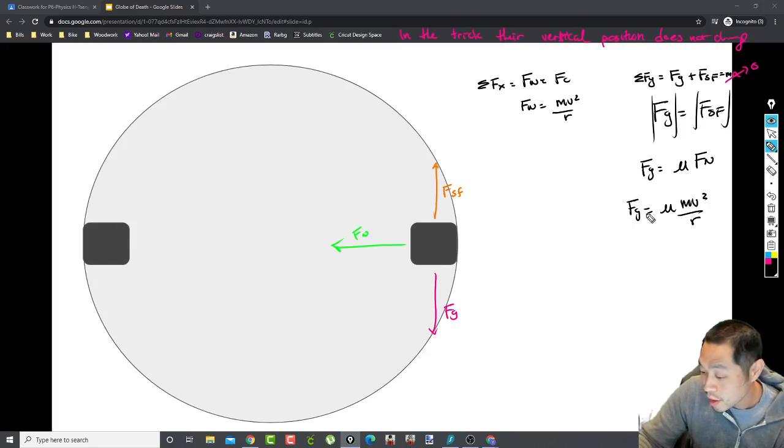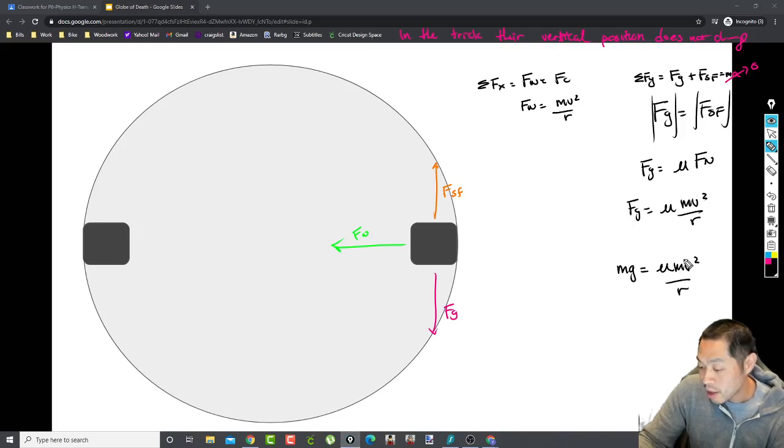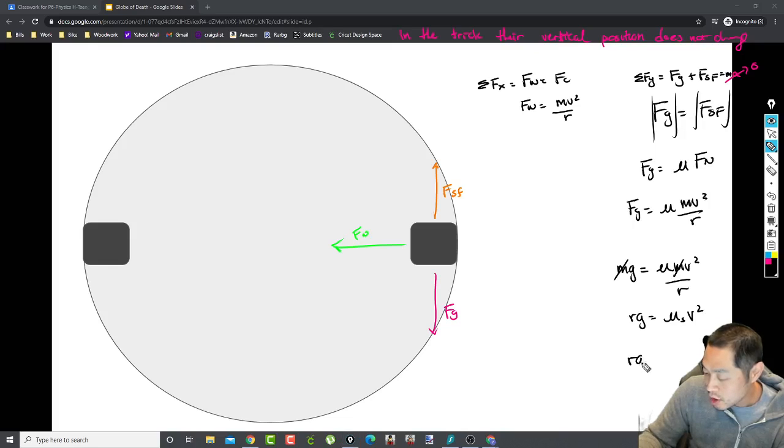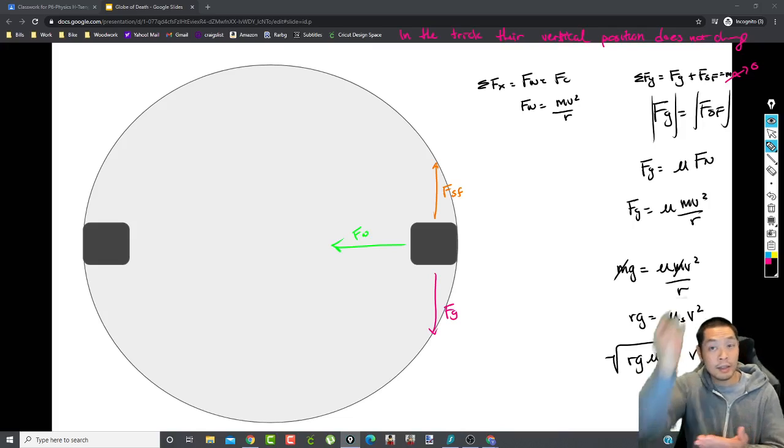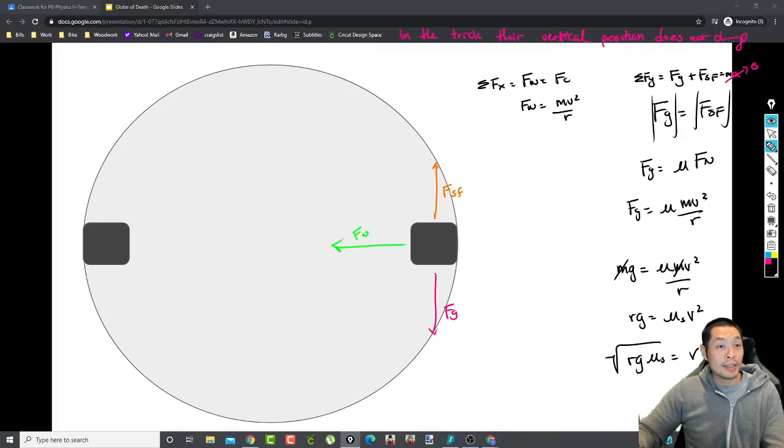So if you want to solve for it, let's just change Fg to mg, equals mu m v squared over r. What's nice about all these problems is the mass always cancels out. Rg equals mu s v squared. So the square root of Rg over mu s equals velocity. So this is the minimum speed that you have to go to in order to keep it moving. So that's a straight vertical. It's pretty nice, it's pretty easy.